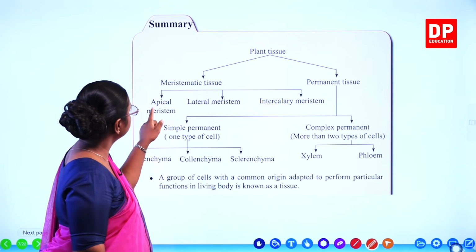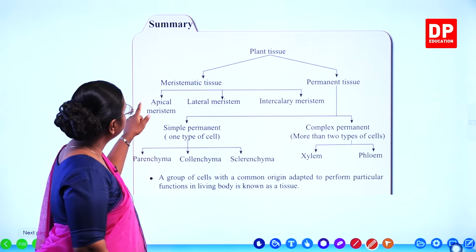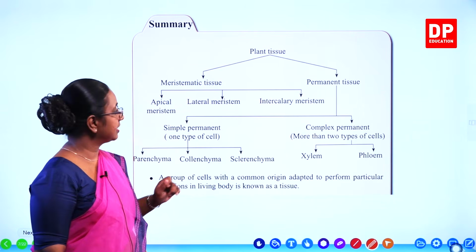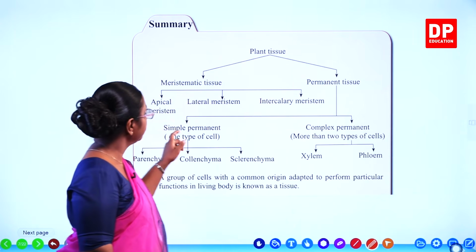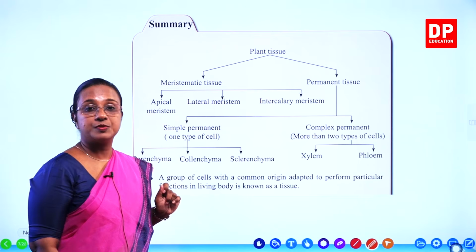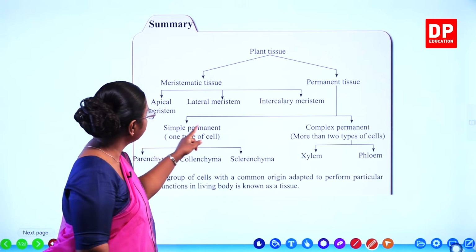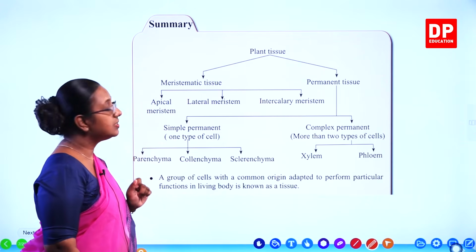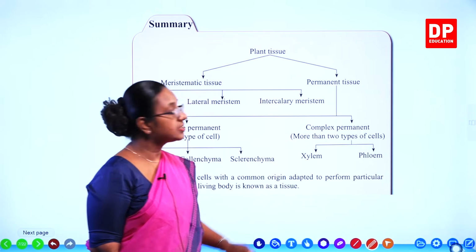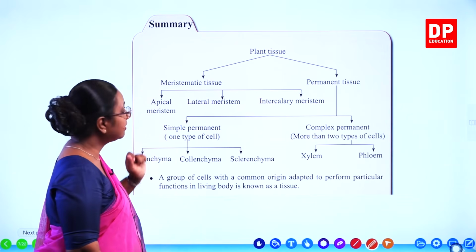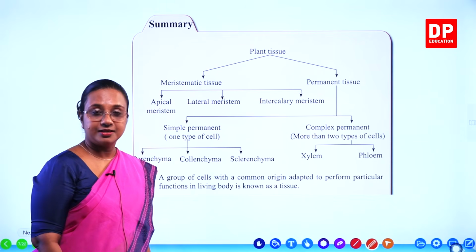Under meristematic tissue, depending on the position of the meristem, there are 3 types. The apical meristem, lateral meristem and intercalary meristem. Permanent tissue is divided into 2 groups based on the number of different cells present. If there are only 1 type of cells, they are called simple permanent tissues, and more than 2 types of cells, complex permanent tissues. And there are 3 types of simple permanent tissue: parenchyma, collenchyma and sclerenchyma.